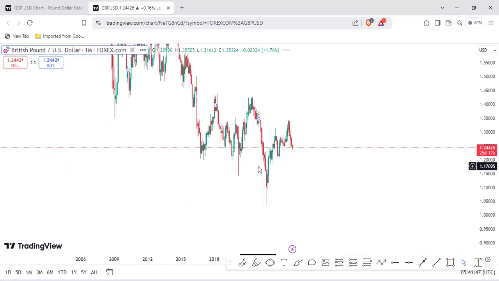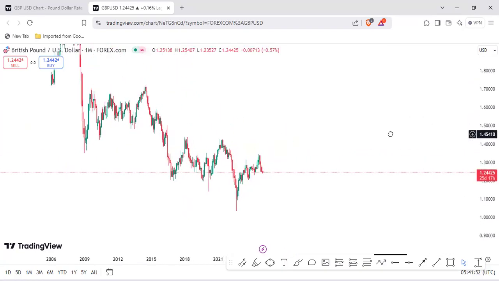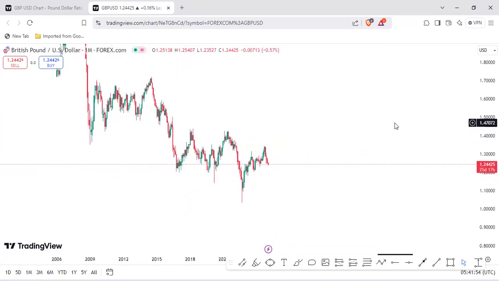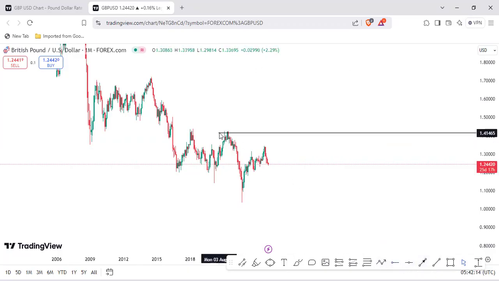If I come over to the monthly time frame, all I can see is that we are in a bearish market. Normally, what I come here to do is just check the flow of the market and go back to weekly and daily for my analysis. But in this particular case, I want to point out some things on this GBPUSD. First, I just want to highlight this particular swing high here.